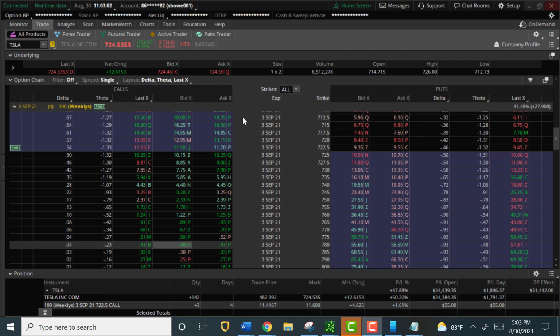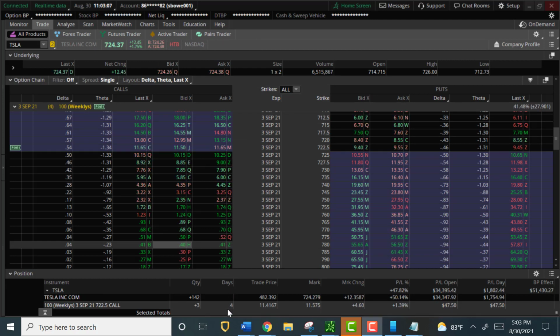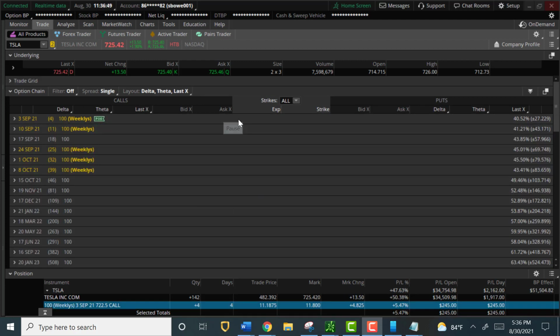Here is the Tesla trade that I took. I ended up adding when it dipped so that I can lower my dollar cost average. So I actually have 3 contracts right now. Finally, my Tesla has popped up. I'm up over $200. So I'm going to go ahead and get ready to close this.